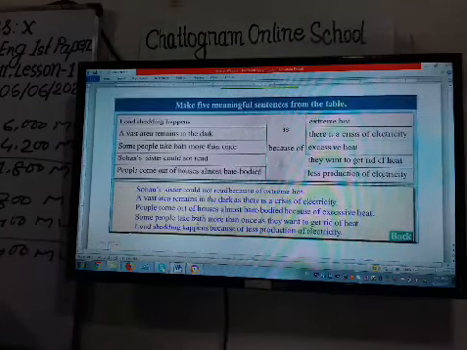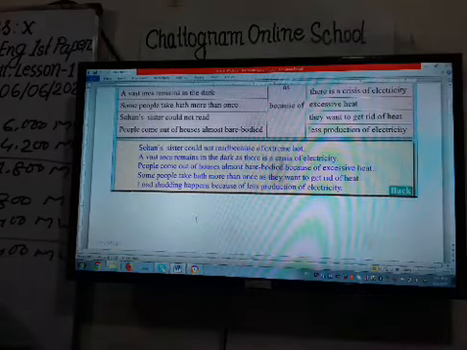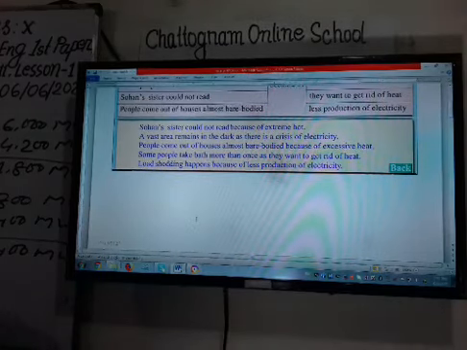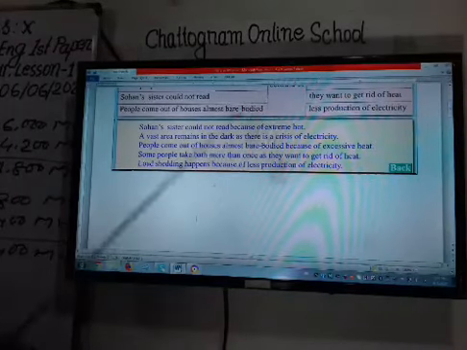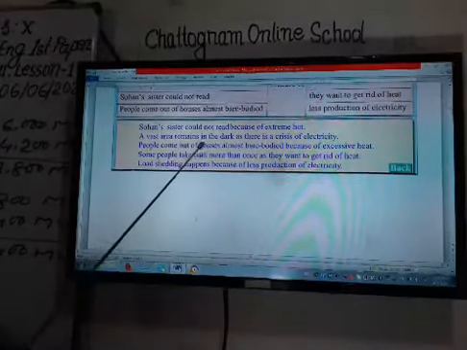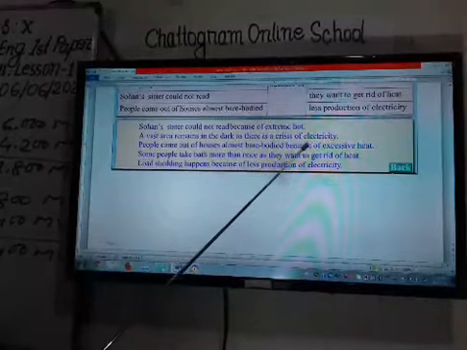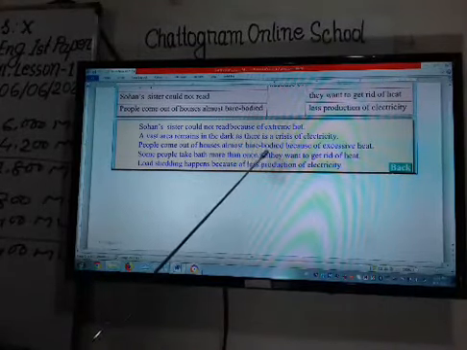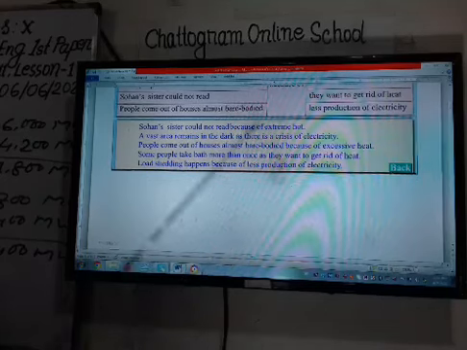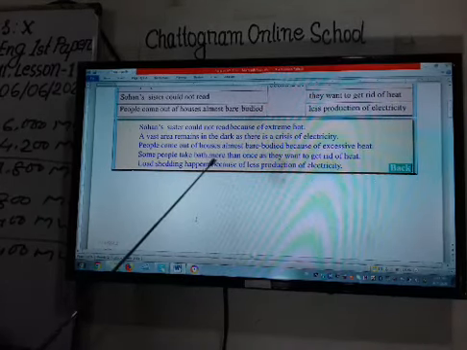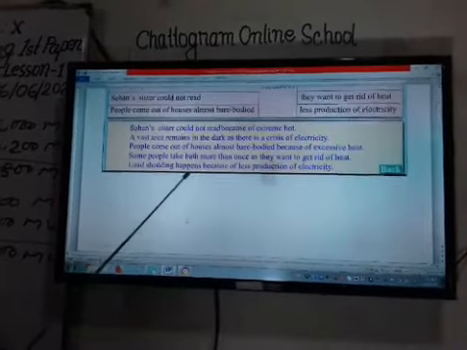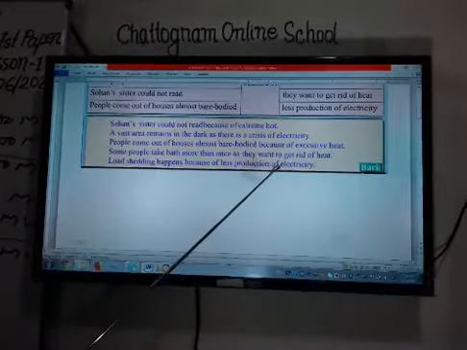Okay, now I'm showing the answer. Look here, check your answer. So Sohan's sister could not read because why? Because of extreme heat, and a vast area remains in the dark as there is a crisis of electricity. People come out of houses almost bare-bodied because of excessive heat. Some people take a bath more than once as they want to get rid of it. Load shedding happens because of less production of electricity.